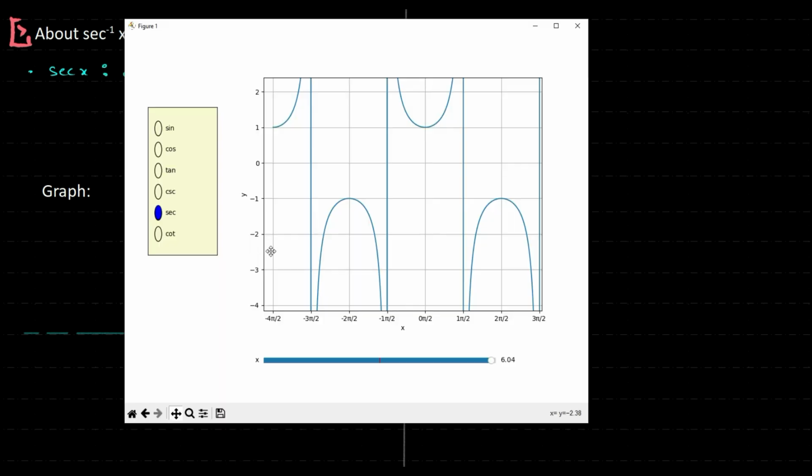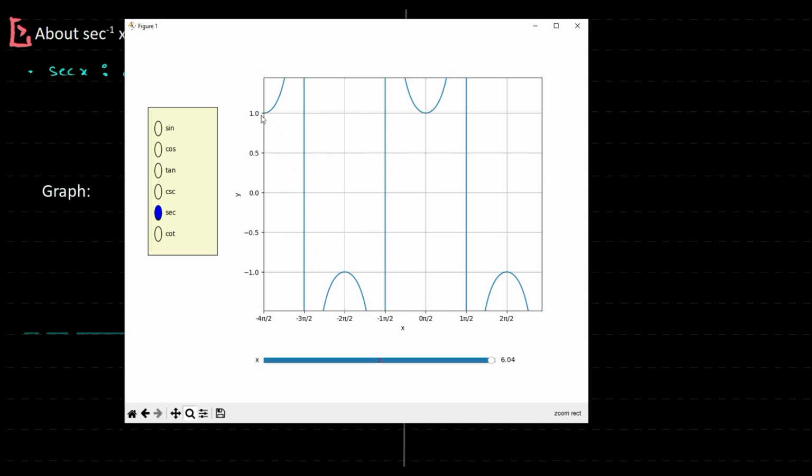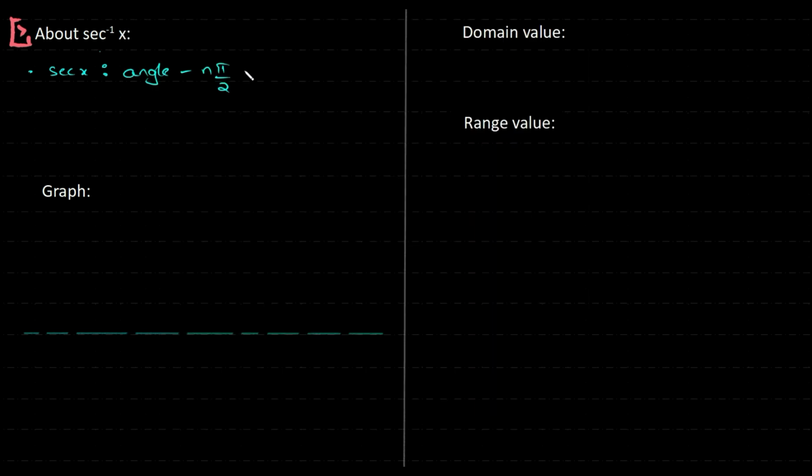Then it's mapping from minus infinity to infinity, but of course we need to observe carefully that it's not including values from 1 to minus 1. So it's able to map all the real numbers excluding minus 1 to 1. Of course, 1 and minus 1 it can map, so the small brackets.